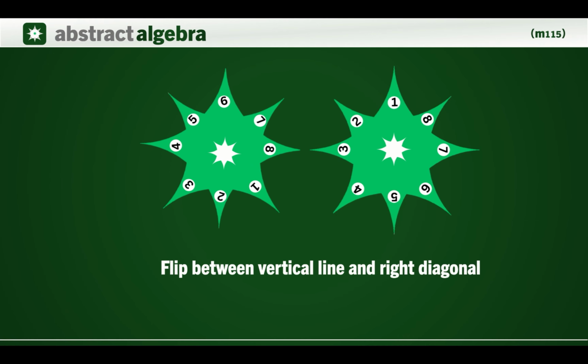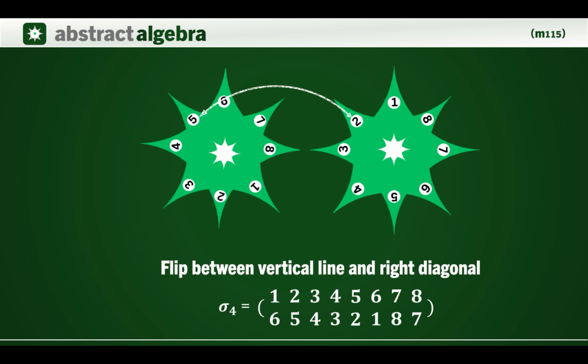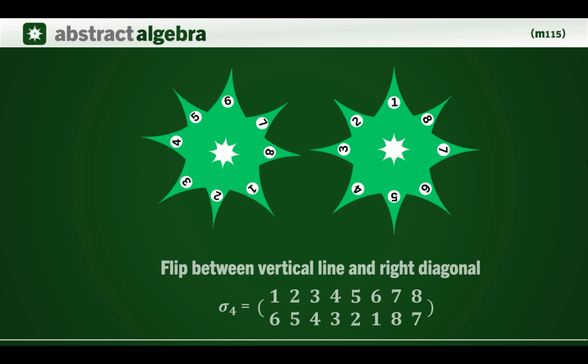Then, after that, to get the sigma sub 4, we are going to flip our model between vertical line and right diagonal. So this is what it looks like after flipping it. So to get the result, we are going to map 1 to 6, 2 to 5, 3 to 4, 4 to 3, 5 to 2, 6 to 1, 7 to 8, and 8 to 7. So this is the result for the sigma sub 4.